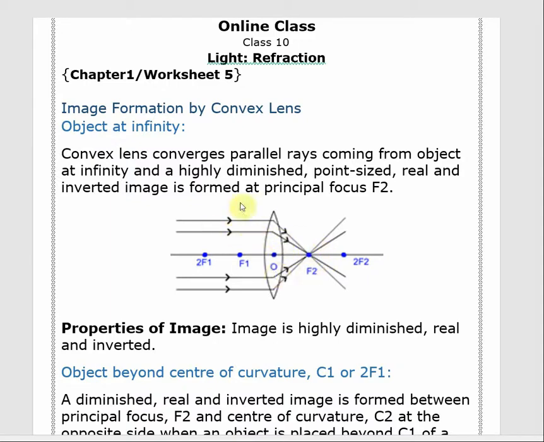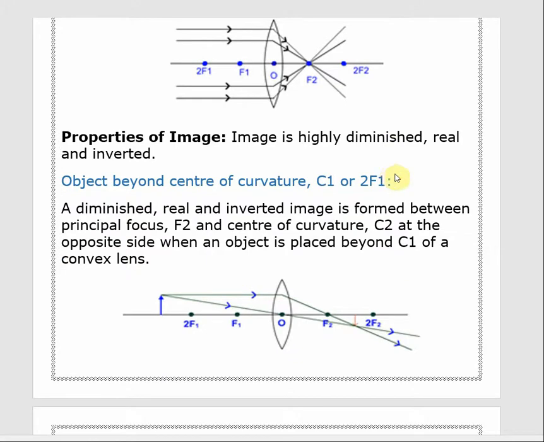So what kind of image will form in this case? We can see here the image will be a point size image. The position of the image is at F2, and it will be a point size image. So it's highly diminished and also it's inverted, since you can see the lights are converging to a point. And since all the lines are really meeting at a point, it will be a real image. So the characteristics of the image will be real, diminished and inverted. This is the first case. Let's see the second case.